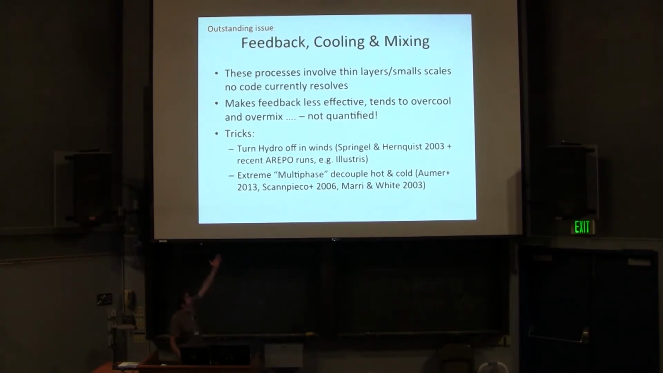I mean, you can do tricks. You can turn off your hydro, because the irony here is that Arepo is claimed to have better hydro, but they turn it off. And the point is they're trying to extrapolate to the extreme of infinite resolution. At infinite resolution, these interfaces are very thin, and maybe by turning off hydro, you get there. But these are essentially tricks, right? We haven't really quantified how not resolving these things is affecting our galaxies.